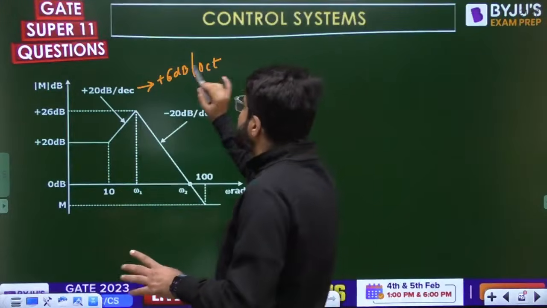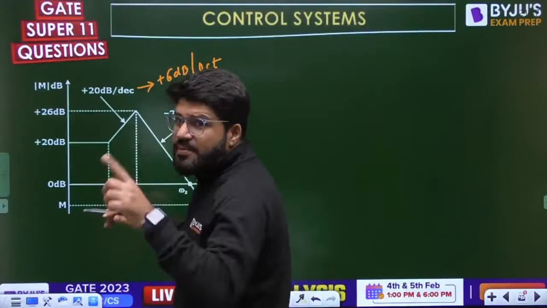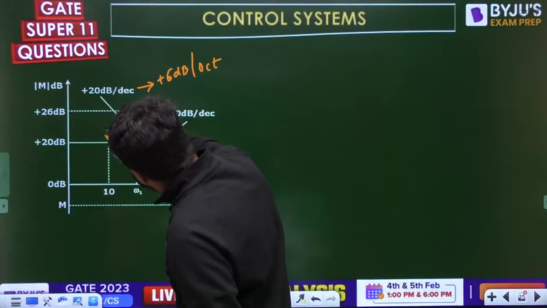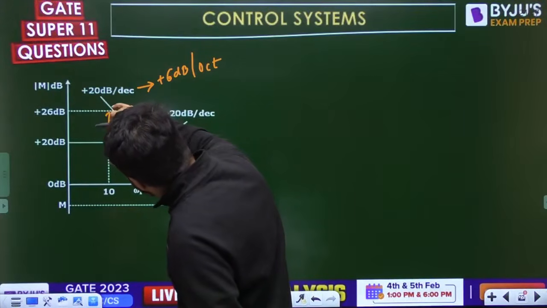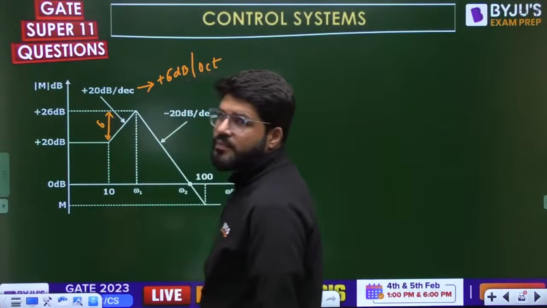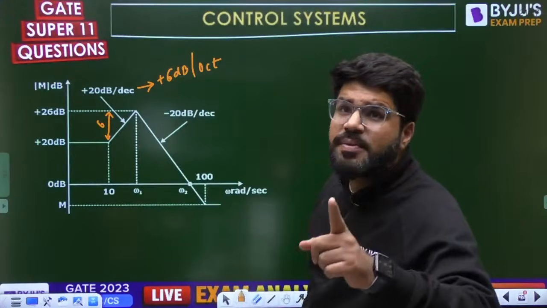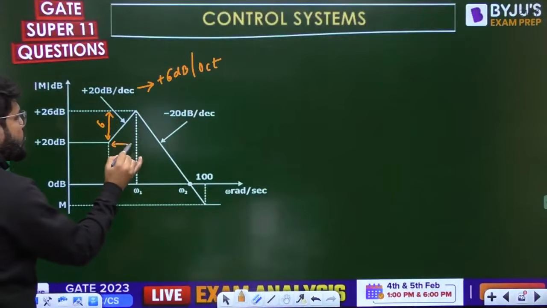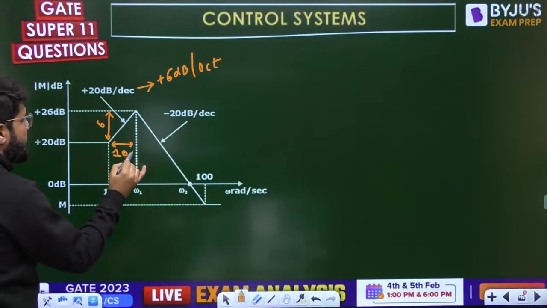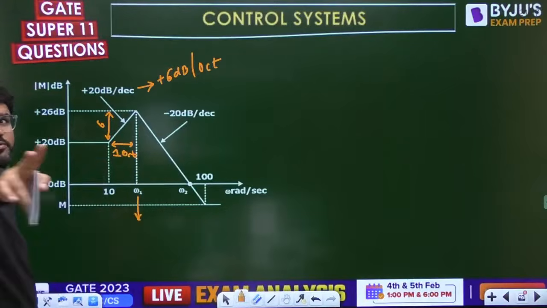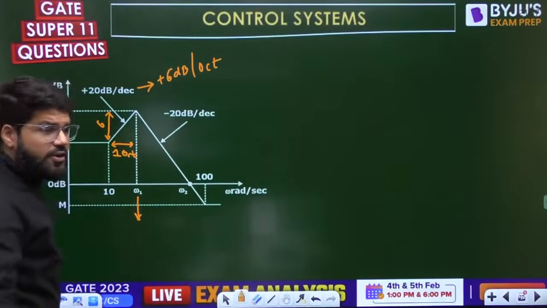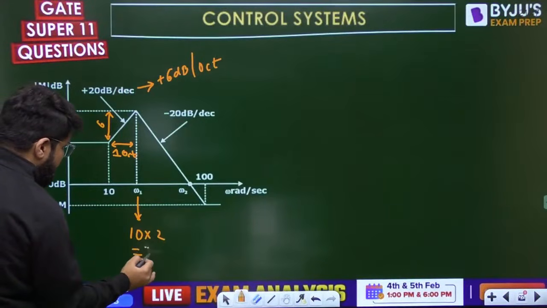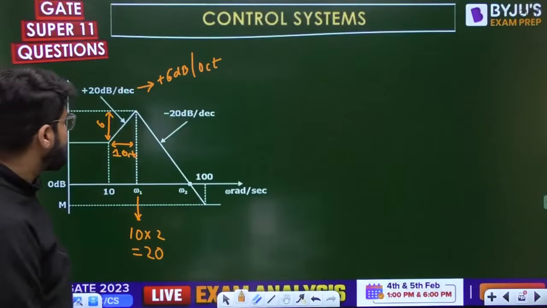Now why am I choosing 6 dB per octave? Because I immediately noticed that the change in the magnitude, 20 to 26, is 6, and the change is 6 decibel for 1 octave. That means this should be 1 octave. So omega 1 has come. An octave is a factor of 2. So 10 into 2 is equal to 20. So omega 1 is 20.